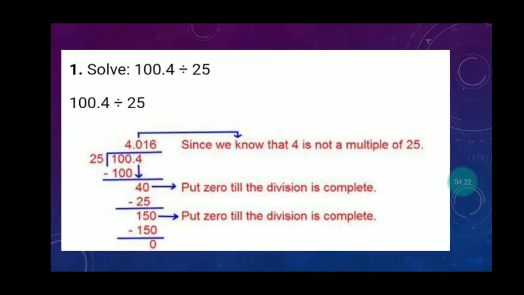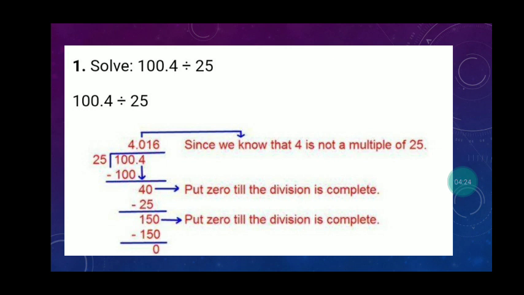Now I'm taking another example of division of a decimal number. So we can see 100.4. Now let's divide. We are considering 100 as a whole number. So 25 fours are 100. So when you divide 100 by 25, you will get 4. So 100 is a whole number, and now the remainder is 0.